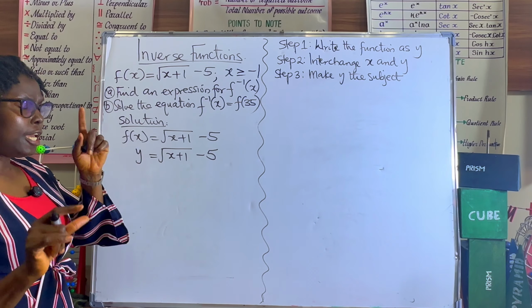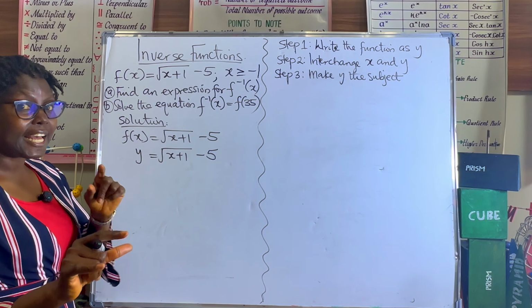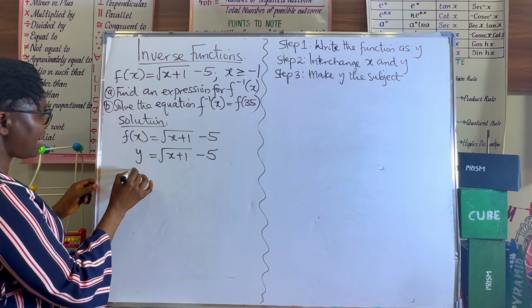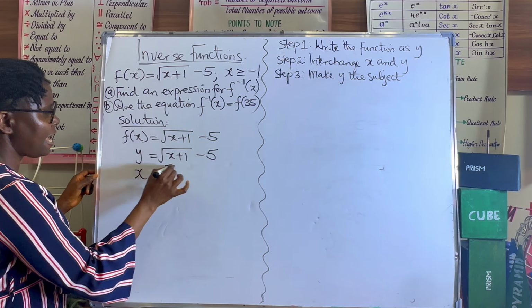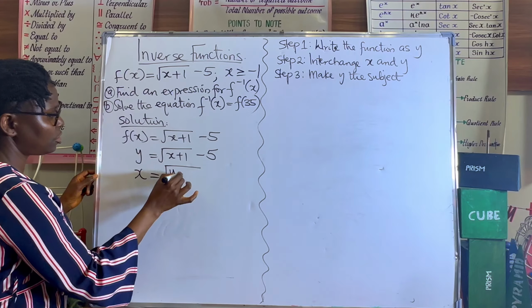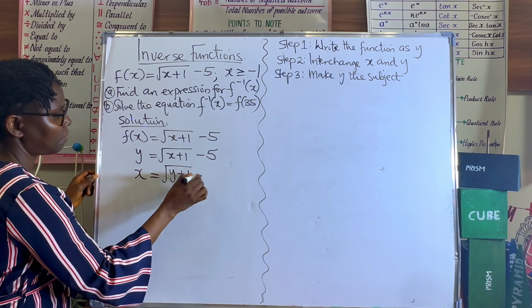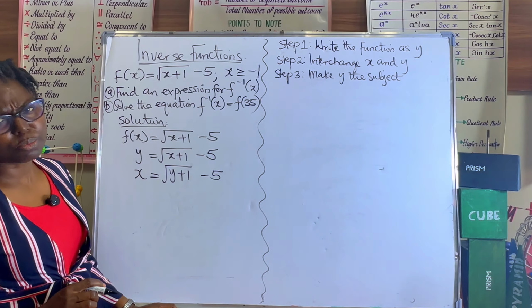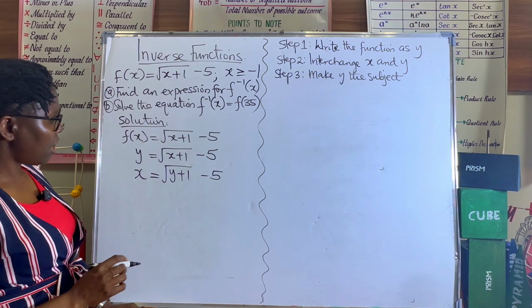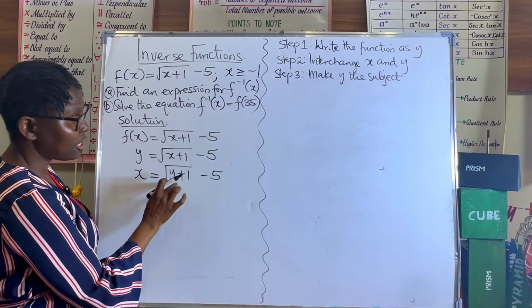Step 2, interchange the variables x and y. So x takes the position of y, and y takes the position of x. Step 3, make y the subject of the formula. So what do we do now? We want to make y the subject of the formula.